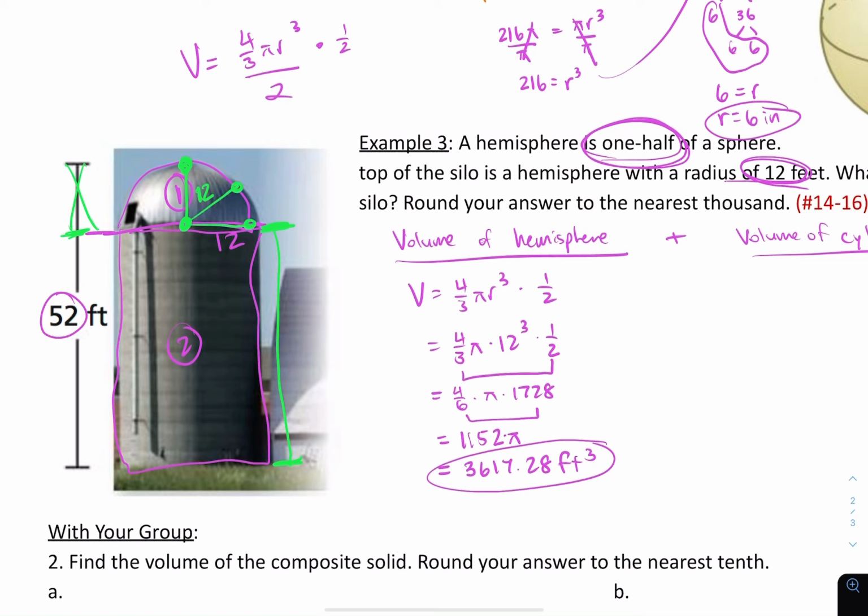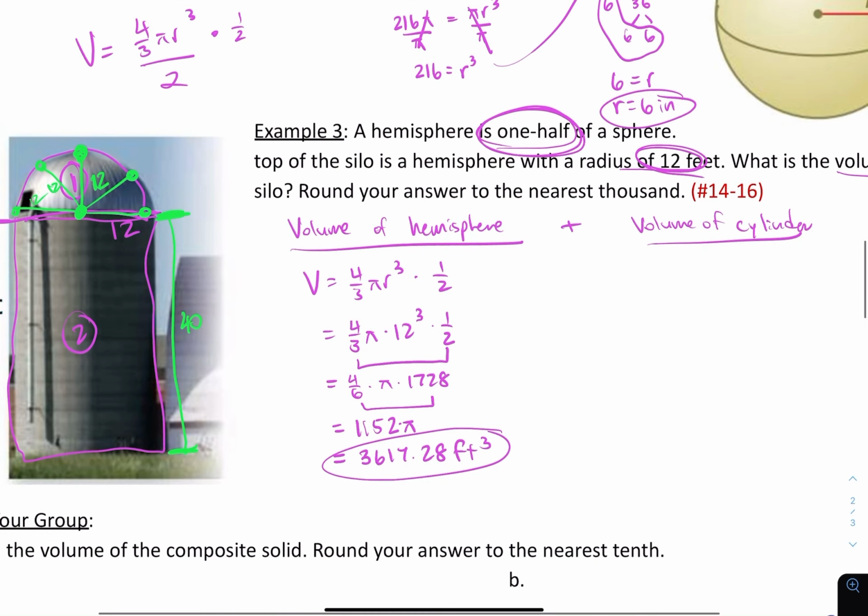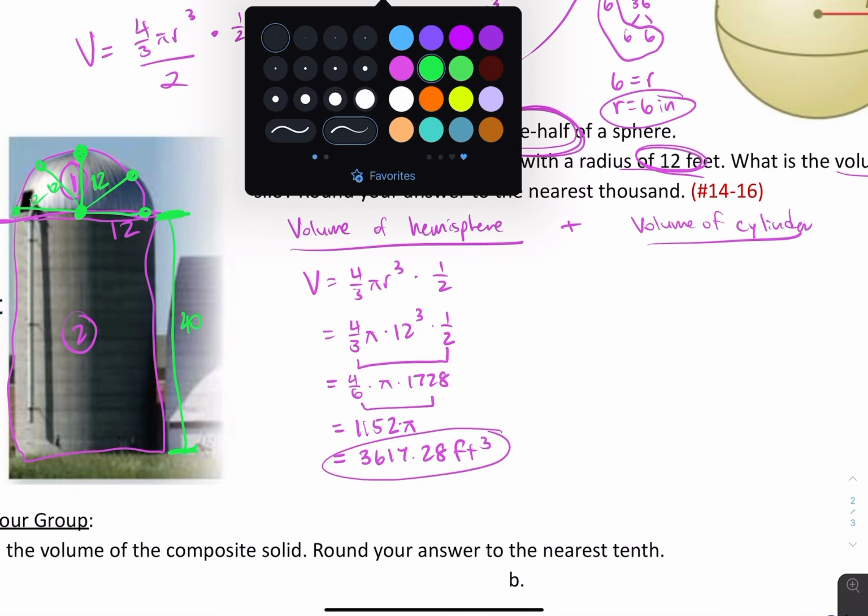So from every single point from here, it's actually going to be 12, 12, 12. So that means the height of my cylinder is going to be 40 feet. That is the information that you will have to use. The radius is still 12. The height is going to be 40. So now let's plug it all in.